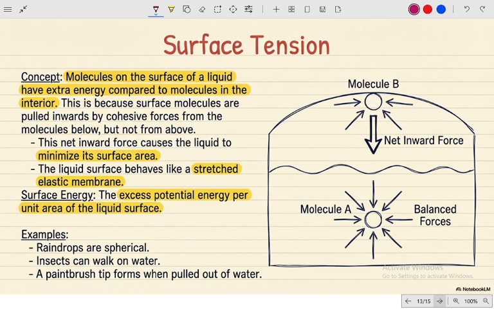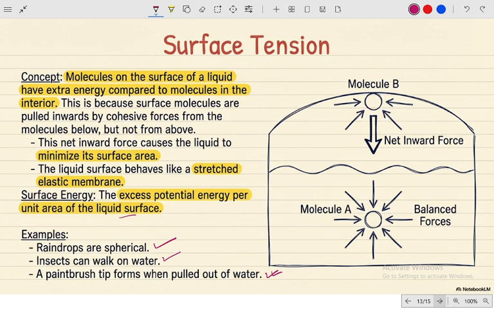Surface energy: the excess potential energy per unit area of the liquid surface. Now, examples of surface tension: raindrops are spherical due to surface tension. Insects walk on water due to surface tension. A paintbrush tip forms when pulled out of water. Those are the examples of surface tension.